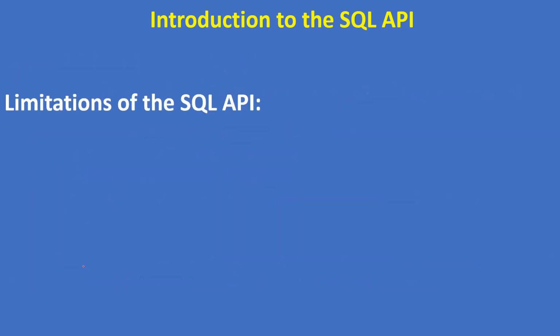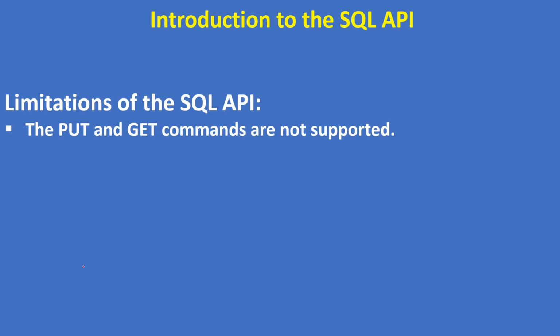What are the limitations of the SQL API? As you know, if you want to put or get a file in the internal stage, we can use the PUT and GET commands. But using the SQL API, as of now, we cannot. These PUT and GET commands are not supported. That means from your local machine to the Snowflake internal stage, you cannot put the file, and you cannot download the file from the Snowflake internal stage either.